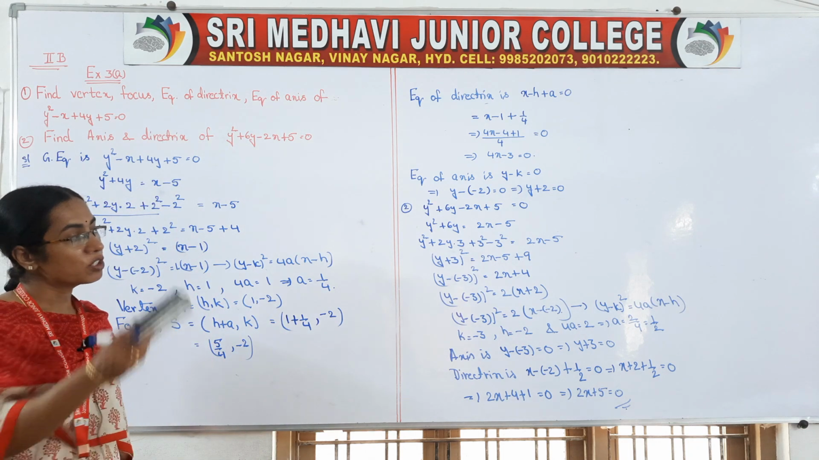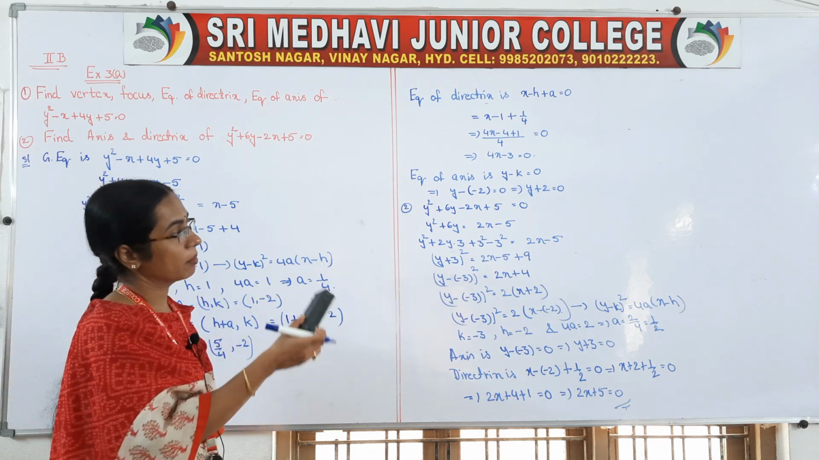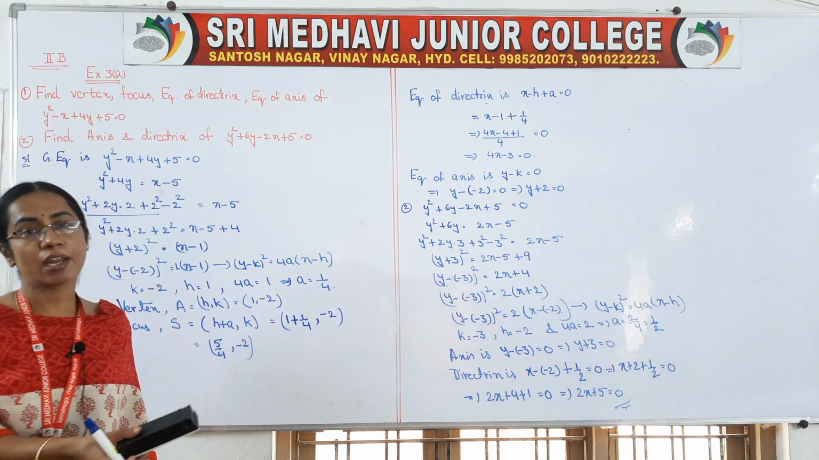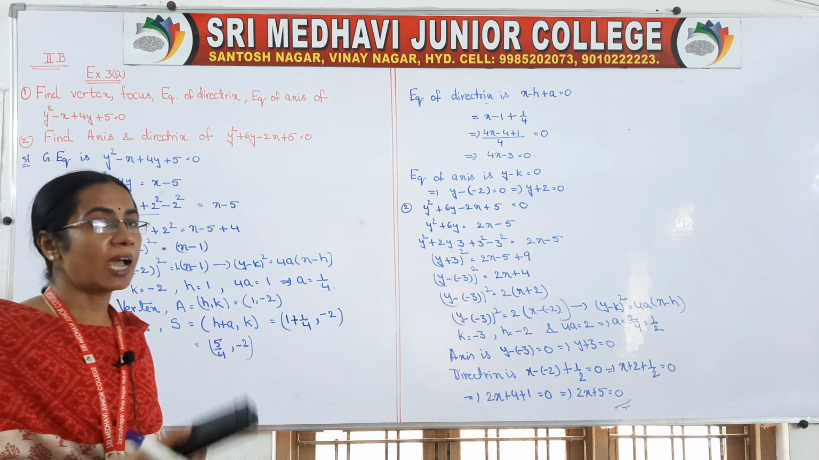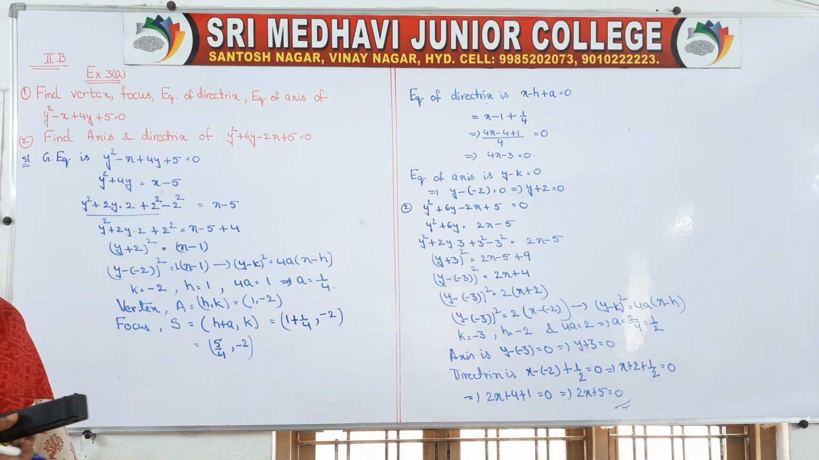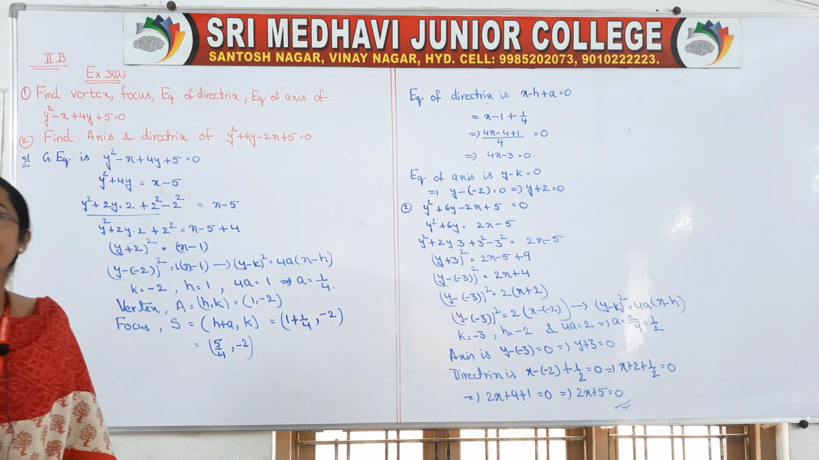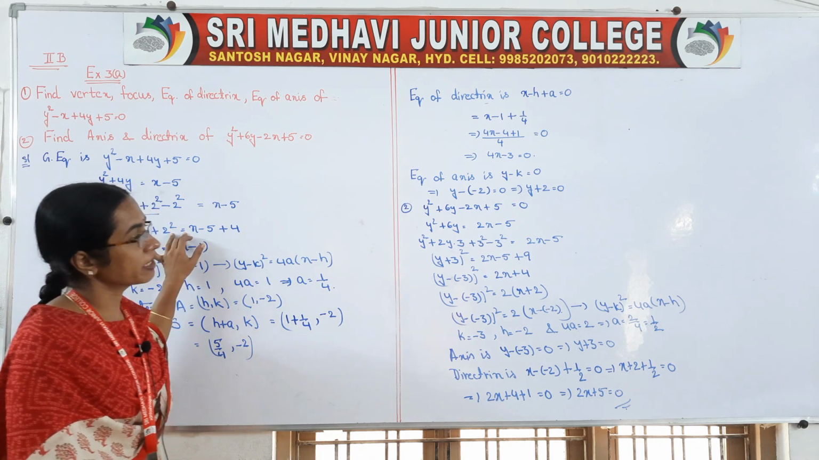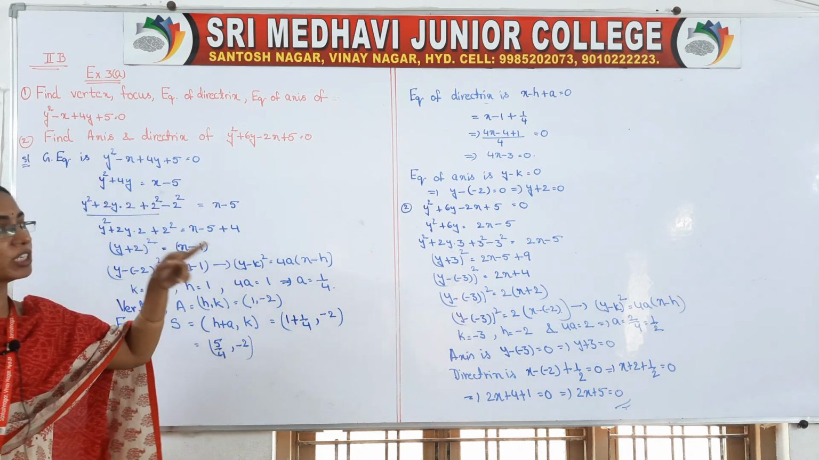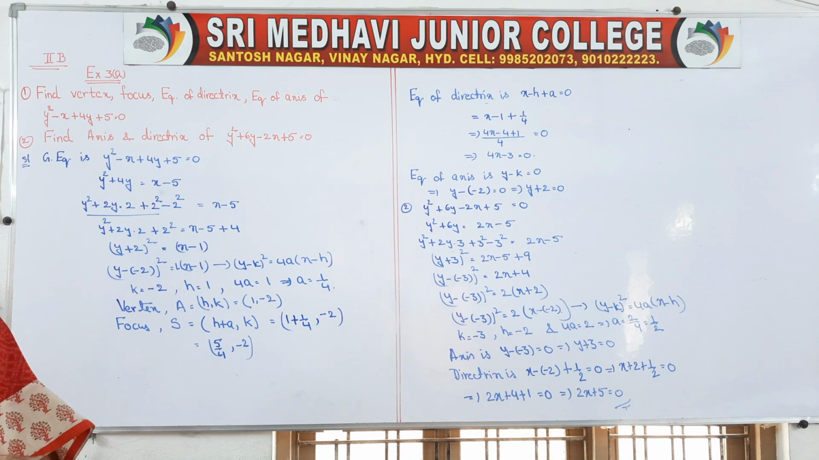Once you know how to convert the problem into any one of those 8 forms, you know all the formulas for those 8 forms: what will be the axis, the vertex, the focus. By applying those formulas you can easily find out the values. So here we solved 2 questions, one is a 7 marks question, one is a 2 marks question.